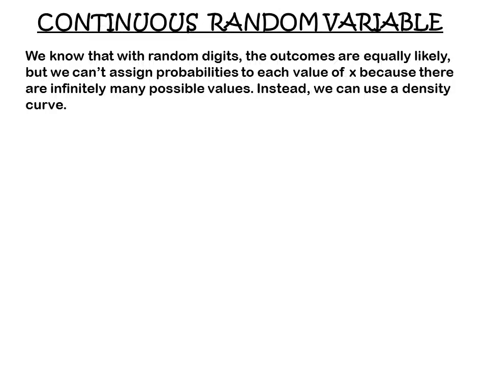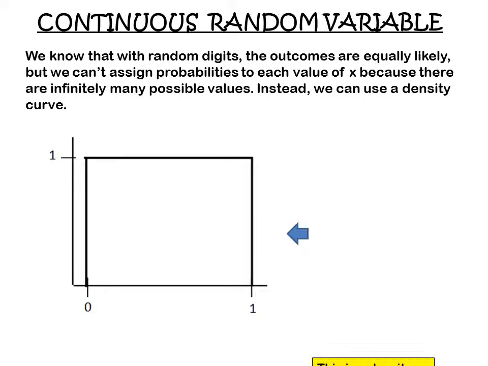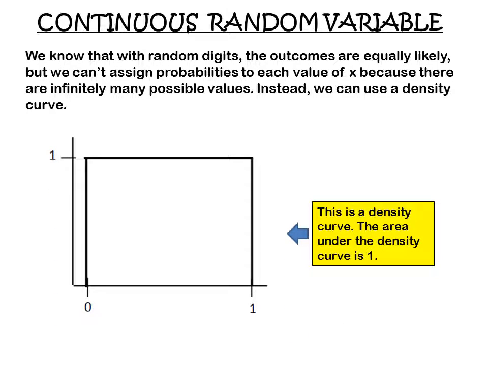So we know that with random digits, the outcomes are equally likely, but we can't assign probabilities to each value of x because there are infinitely many possible values. Instead, we can use a density curve. This density curve represents the area between 0 and 1.